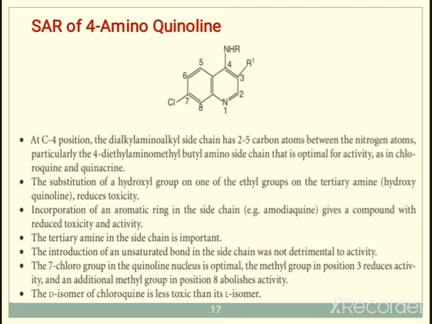Next point is that the D isomer of chloroquine is less toxic than its L isomer. So the D isomer is less toxic than the L isomer. So this is the SAR of 4-aminoquinoline.